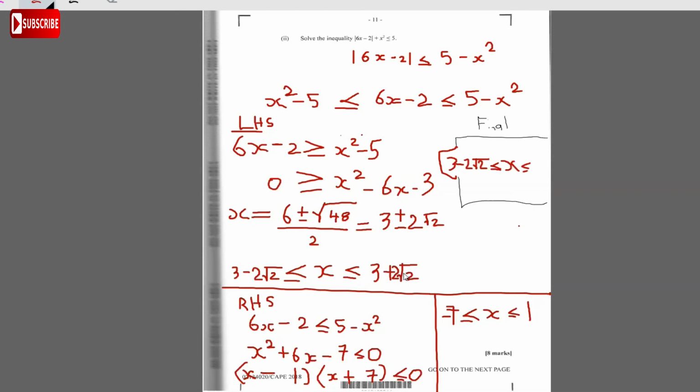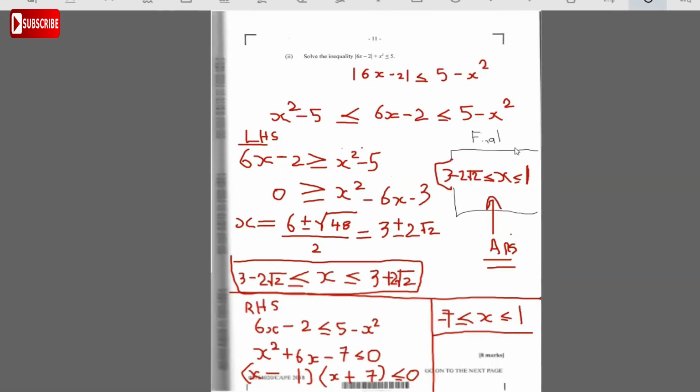So let's check if 3 plus 2 root 2 works. Let's check when X is 2. 6 times 2 minus 2 plus 2 squared. That doesn't work, so the top is 1. So this is what happened. This is the final answer when you combine these two inequalities. This one combined with this one gave the final answer. We combine the two inequalities to get that. Nice and easy. 8 well-deserved marks.